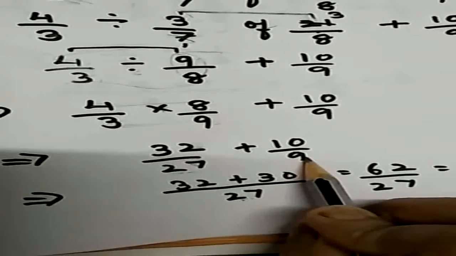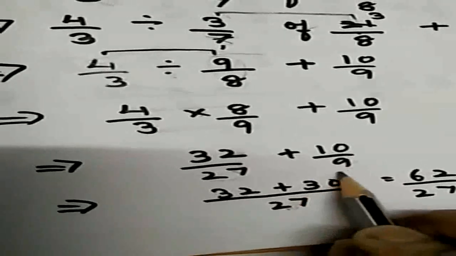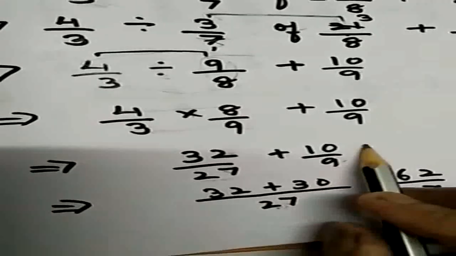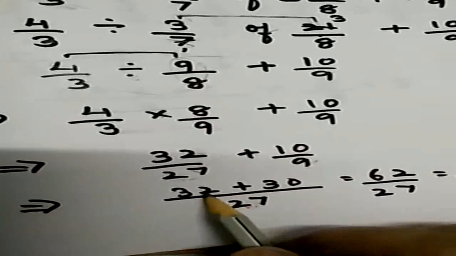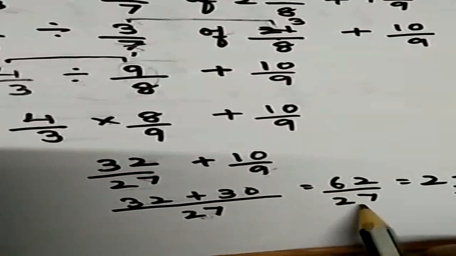27 divided by 9 is how much? Dividing by the denominator, 27 divided by 9 is 3. 3 into 10 is 30. Okay, now 32 plus 30. Now add this, 62 by 27.